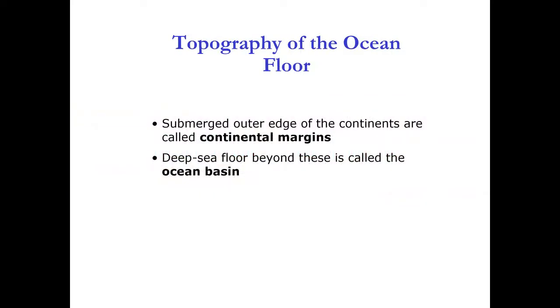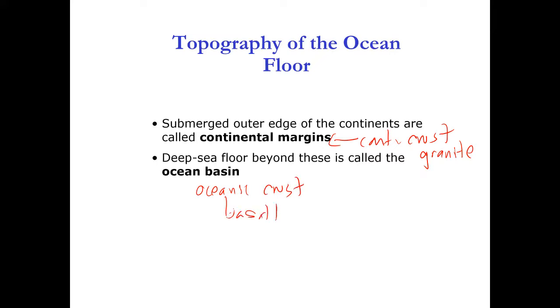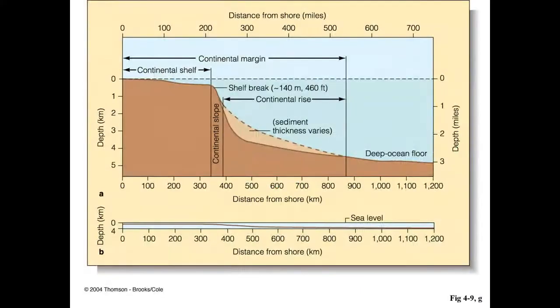So if the topography of the ocean floor is going to cover two components, the continental margins and the ocean basin, what we're really doing is showing that this is the continental crust, again, granite, which is less dense, and this is the oceanic crust, which is basalt, and that's more dense. So here we go. This is your classic figure for this particular lecture.